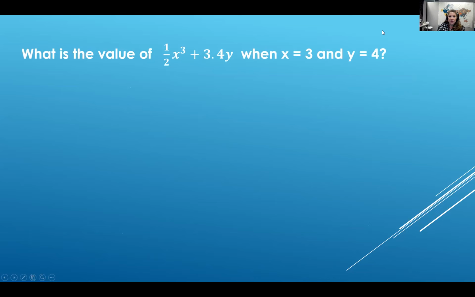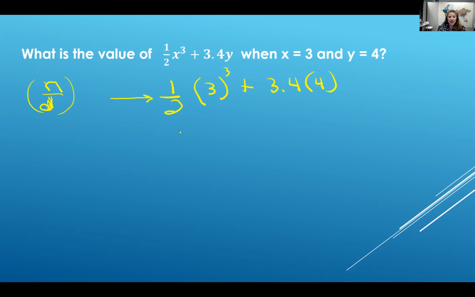All right, here's some more. 1/2 times 3 to the 3rd power plus 3.4 times 4. Once again, you could take your calculator and plug this in exactly like you see it. You have an N over D button if you have the Texas Instrument calculator I recommended. There's your fraction right there.